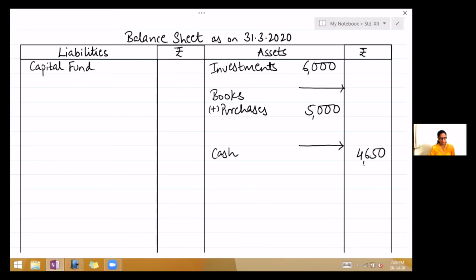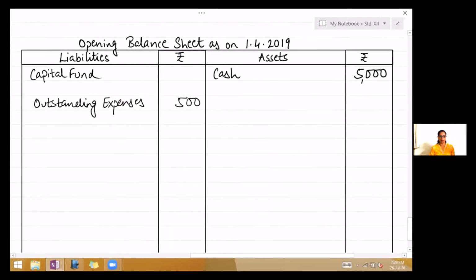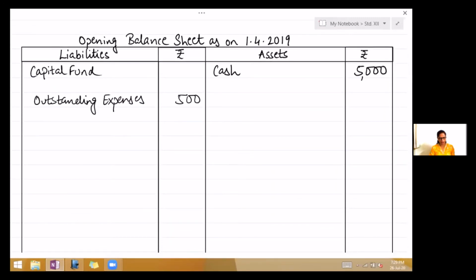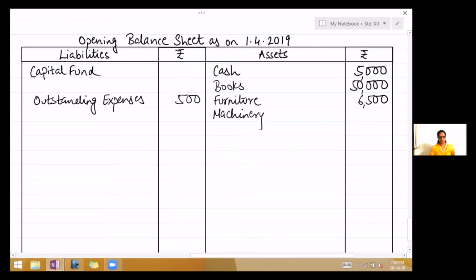First is on 31st March 2019. The library had the following assets. Now 31st March 2019 is as good as 1st April 2019. So this is the opening balance sheet. So you will write the amount of the books in the opening balance sheet first. So books 50,000. Furniture 6,500 and machinery 30,000.